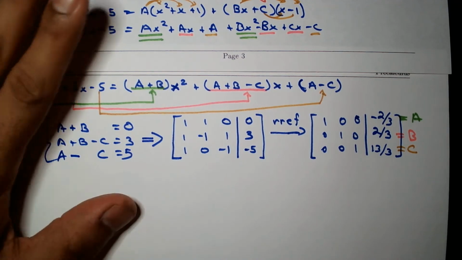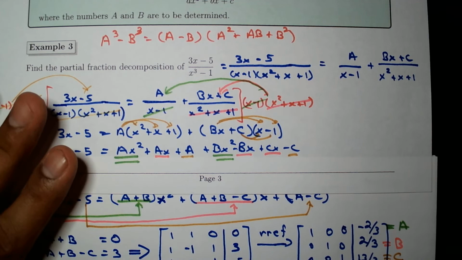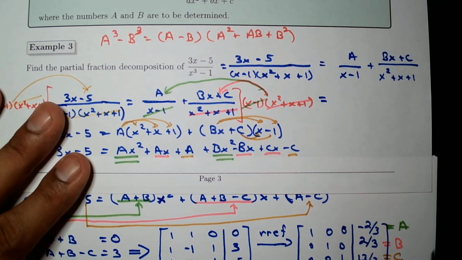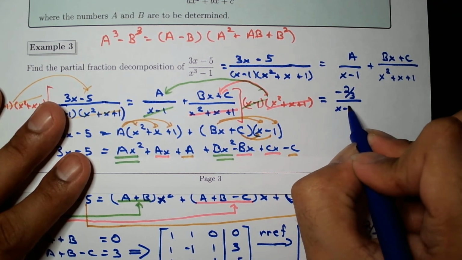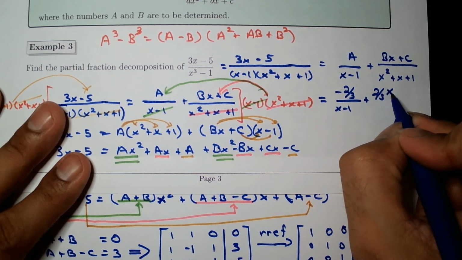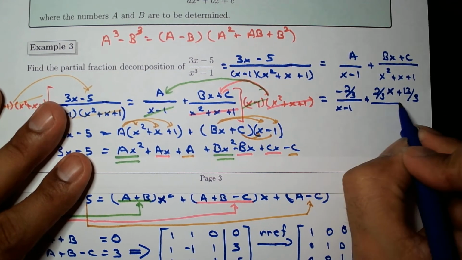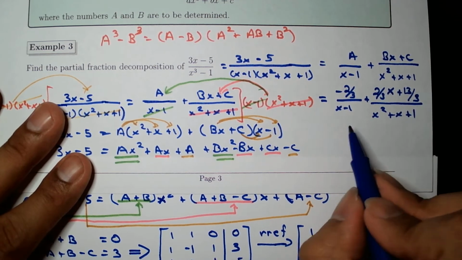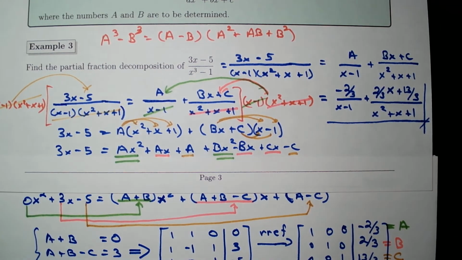So let's go back to our original problem. On the previous page, that is equal to A, which is negative 2/3 over x minus 1, plus 2/3 x plus 13/3 over x squared plus x plus 1. And that's our final answer to this exercise. All right.